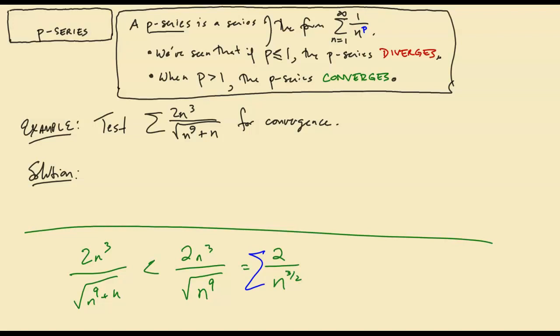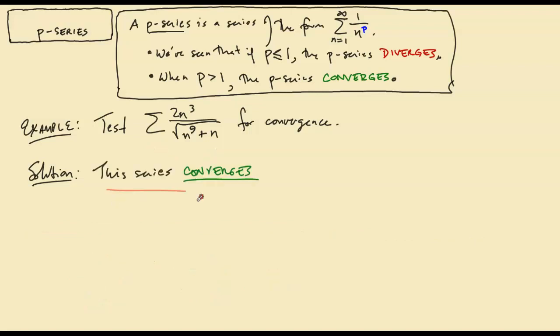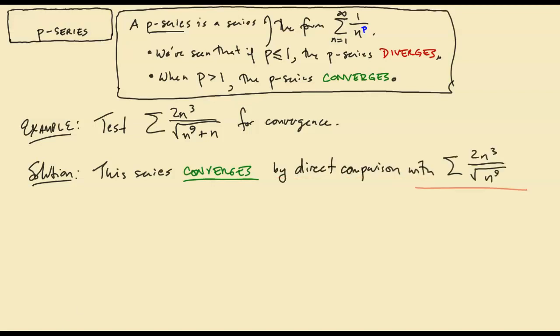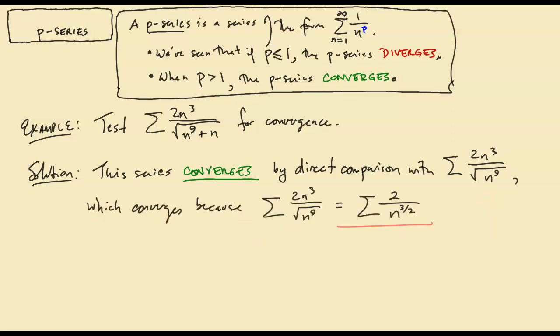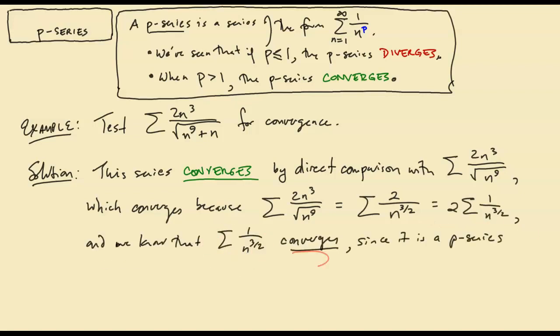All right, so now I'm convinced not only that it converges, but that I can write up a direct comparison test to explain why. So let's do it. This series converges, why? By direct comparison with what? With this series, but how do I know it converges? Which converges because that series can be written this way, which can be written this way, and we know that that series converges since it is a p-series, with p equals 3 halves, which is greater than 1. That's the key to convergence of a p-series.